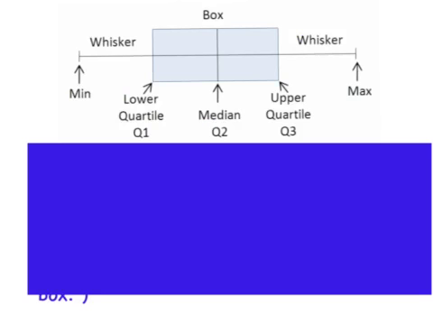Okay, so let's go over what we know about a box and whisker plot so far. We know we have two whiskers and a box. Our first whisker goes from our minimum over to our box, whereas our second whisker goes from our maximum to our box. So we have our min and our max that make up our whiskers. Then we have our box here in the middle, and that is made up of our lower quartile, our median, and our upper quartile.